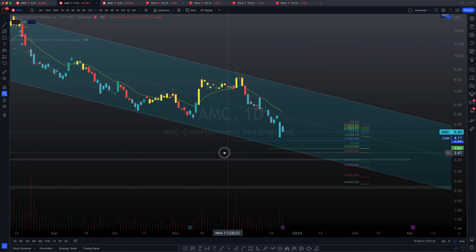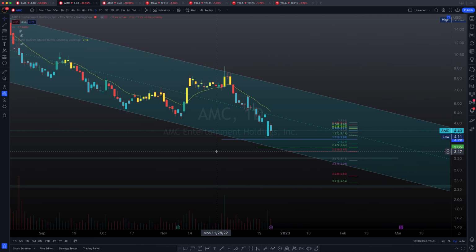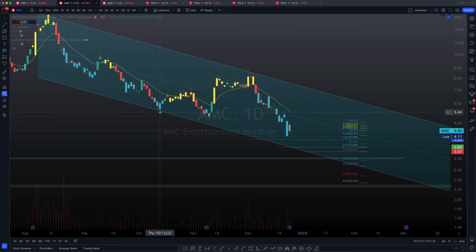Okay, so now in realizing that downside target, we do have a couple other things to look out for. First of all, the 2.272 at $3.65 landing in direct confluence with the support line from the descending channel itself. Now that support line, let's see, yeah, it is actually 3.65. So 3.65 is definitely an area. We can also just wick down real fast to that 2.618 at 3.47 before a recovery, similar to what a candle like this would do.